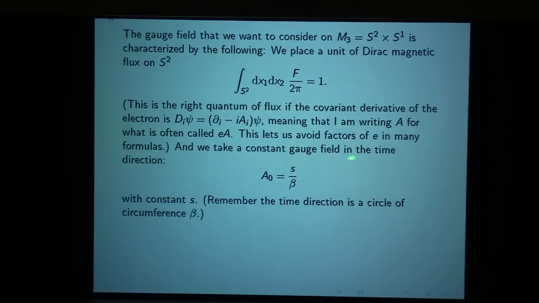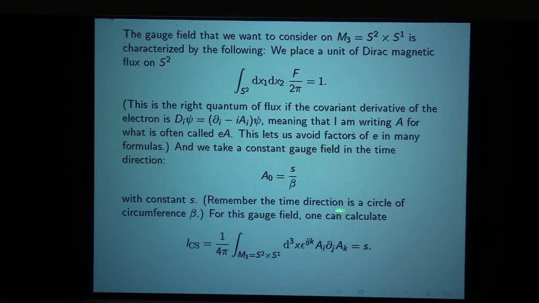Now we're going to take a gauge field in the time direction that's as simple as possible. We'll just take it to be a constant s divided by beta, where remember the time direction is a circle of circumference beta. Now for this gauge field, we calculate the Chern-Simons action, and we find it's equal to s.